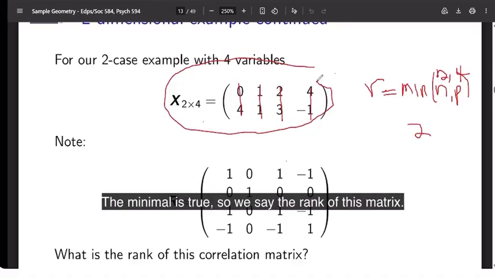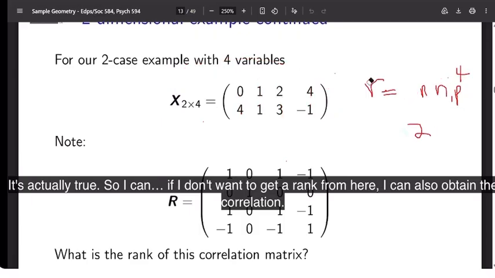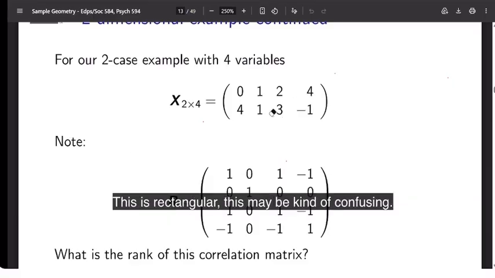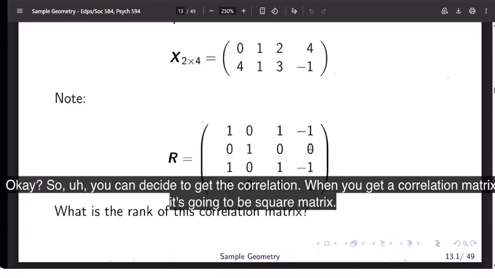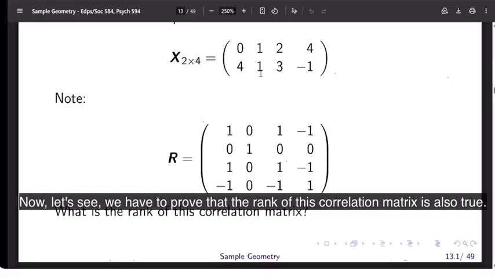If I don't want to get the rank from here, I can also obtain the correlation. I can figure out the rank from the correlation, because you may be wondering that this is rectangular and may be kind of confusing. So you can decide to get a correlation. When you get a correlation matrix, it's going to be a square matrix. Now let's prove that the rank of this correlation matrix is also 2, because this correlation matrix is coming from this data matrix.